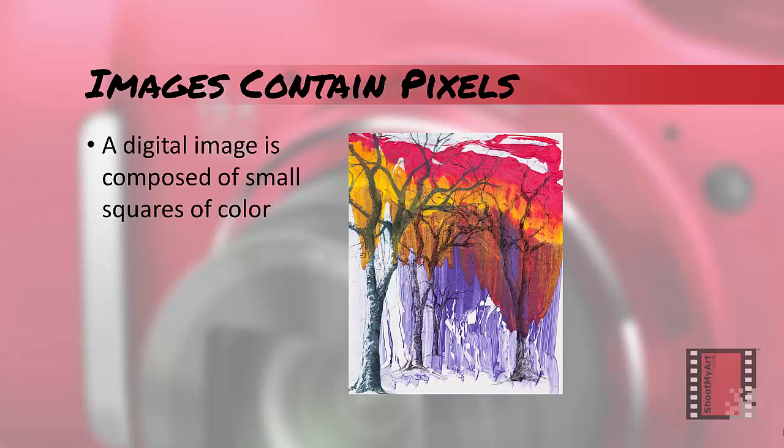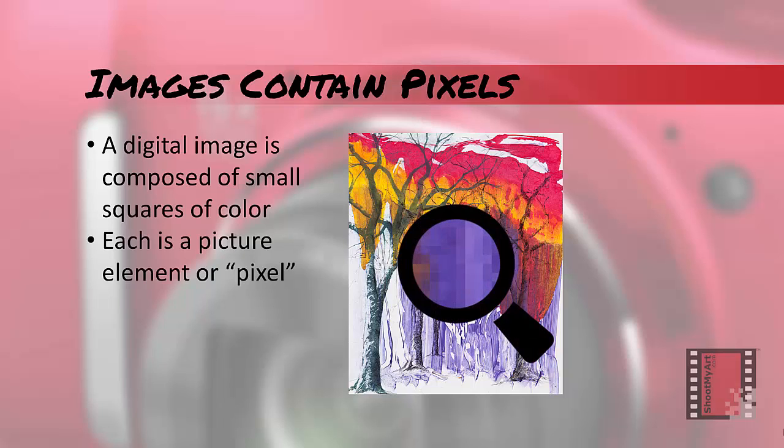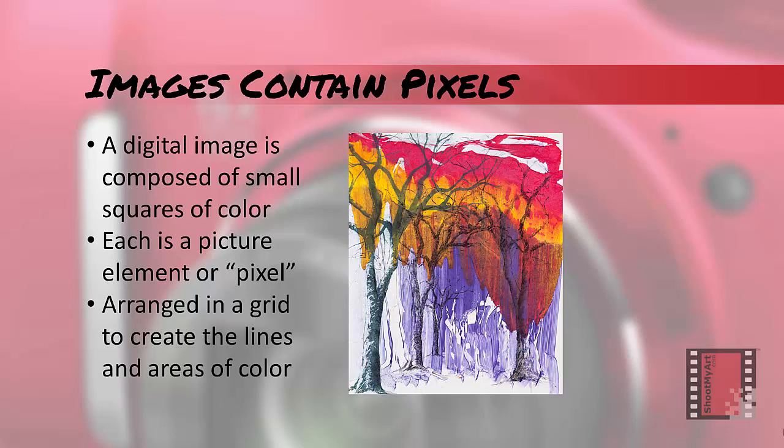Before I answer that question, let's look at how a digital image is put together. An image, such as this one, is actually composed of millions of small squares of color. If I magnify the center of the image, you can see the individual squares. Each is a picture element, or pixel for short. When the pixels are arranged together in a grid, they create the image. And because the pixels are very small, remember there are millions of them, what we see is continuous lines and areas of color.